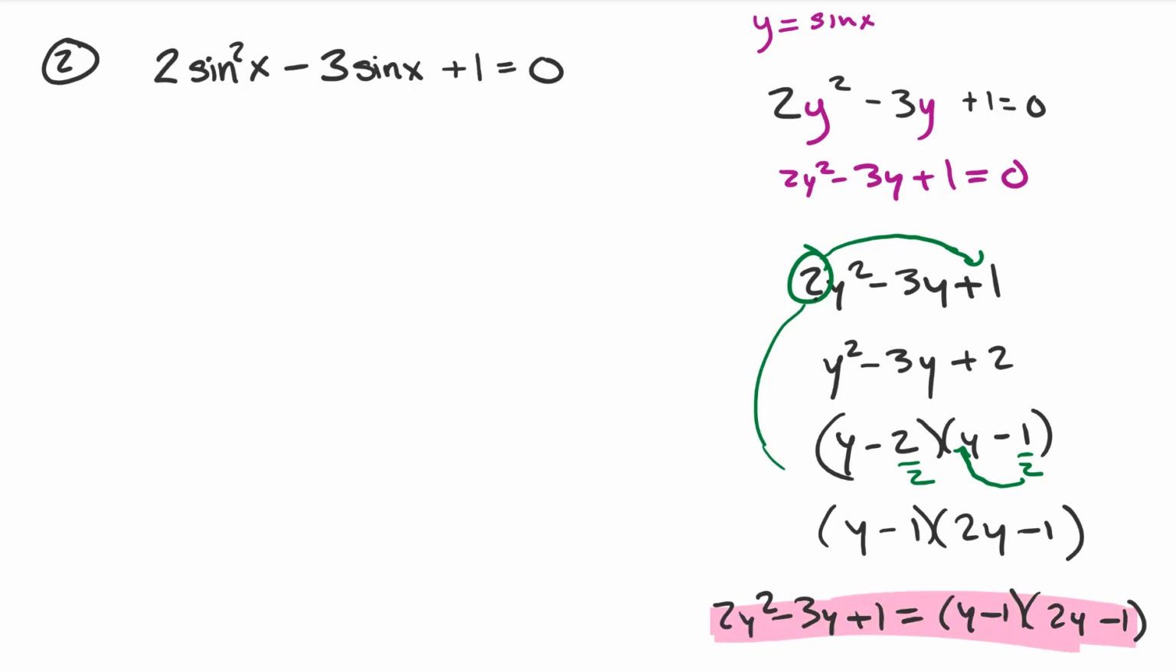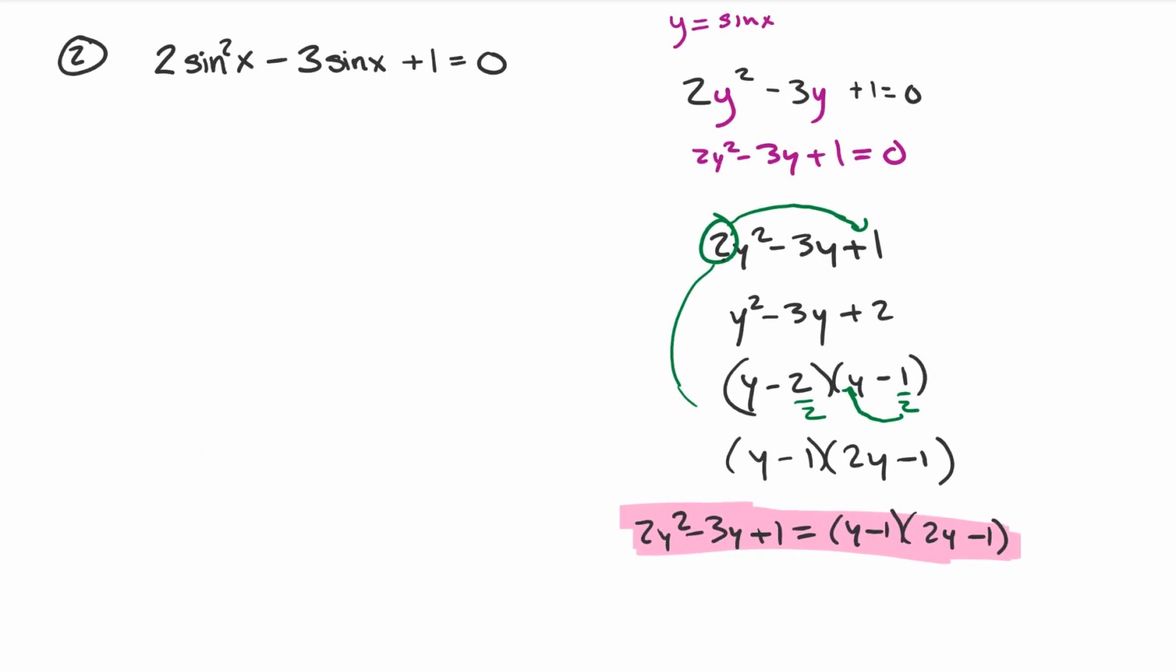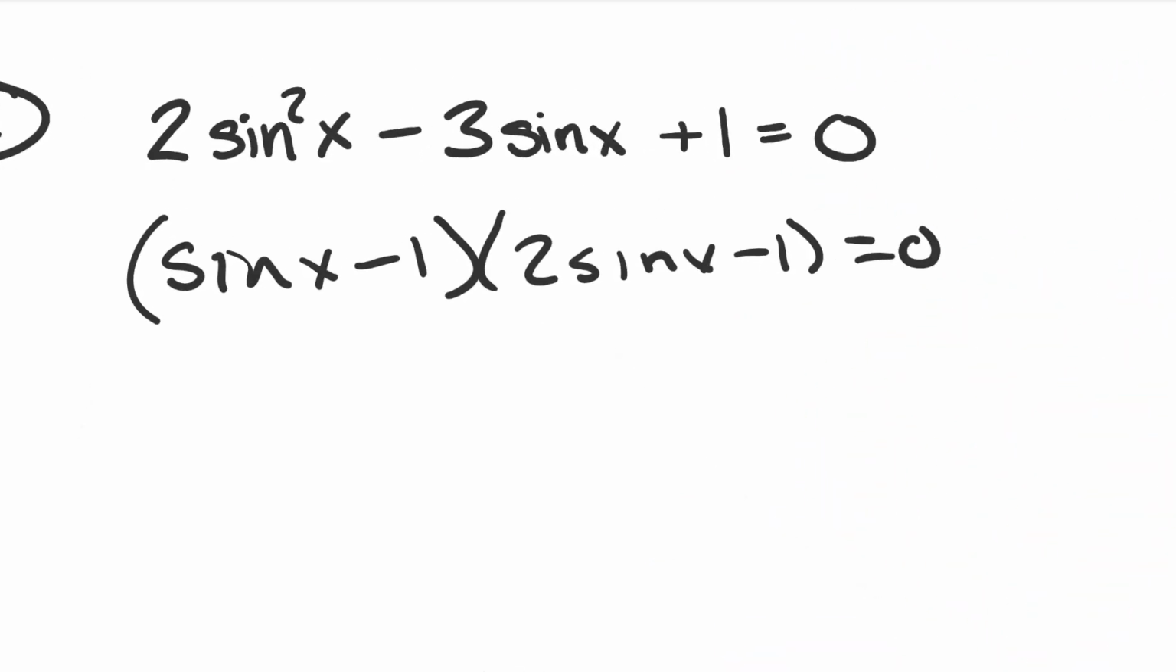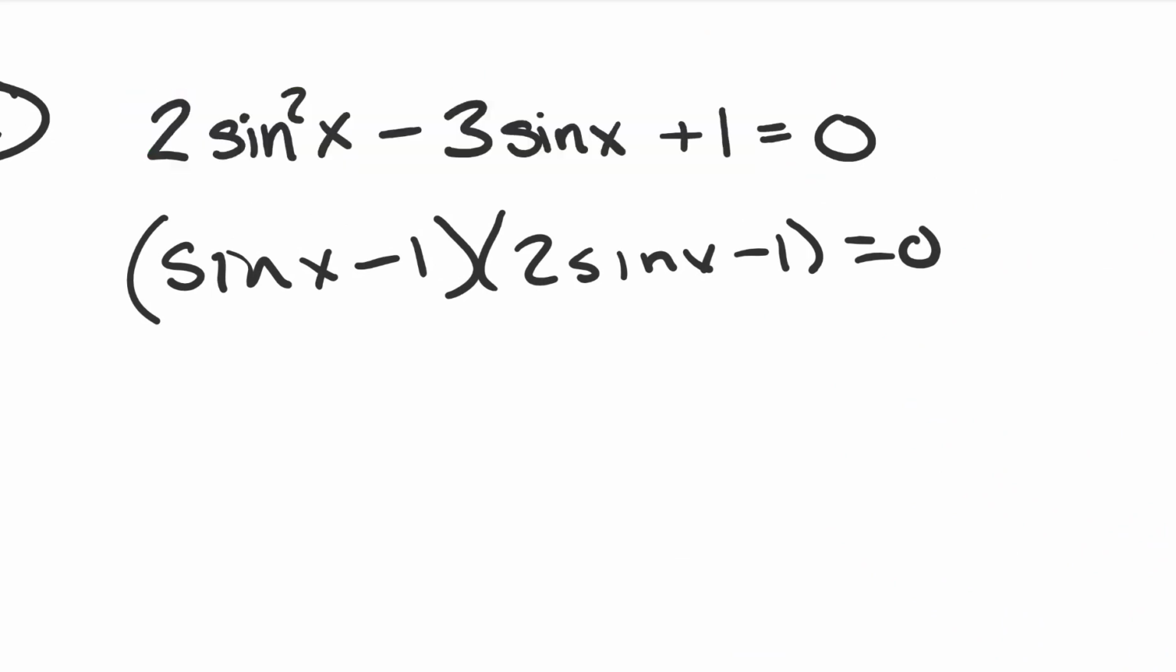So we're going to use this fact down here. That's true. So we can now say that if you were to go and replace everything, we said let y equal sine of x, we could go through and say that this is sine of x minus 1 times 2 sine of x minus 1. Or we could actually say that this up here is sine of x minus 1 times 2 sine of x minus 1, and set that equal to 0. The game is you have to recognize that this is in the form of a quadratic. You have to recognize that this is the same thing as 2y squared minus 3y plus 1 and know how to factor it, set it equal to 0, and solve.